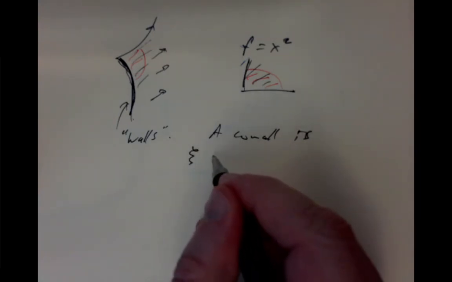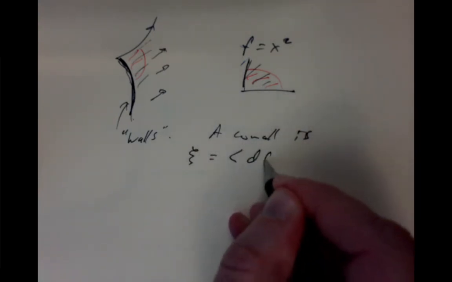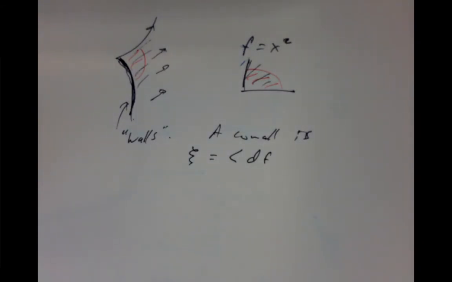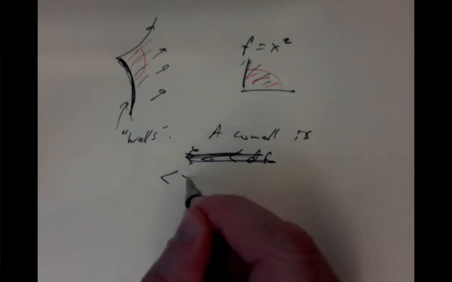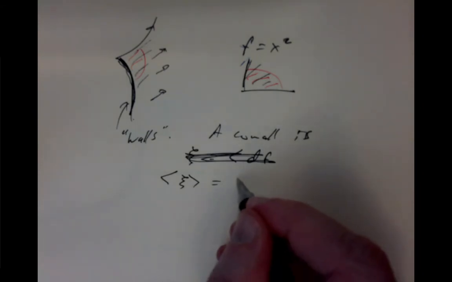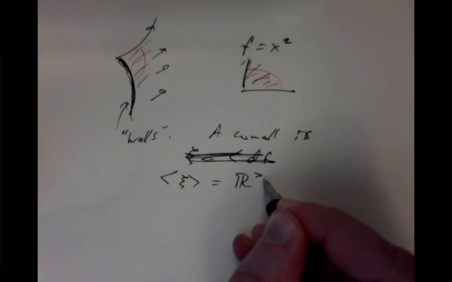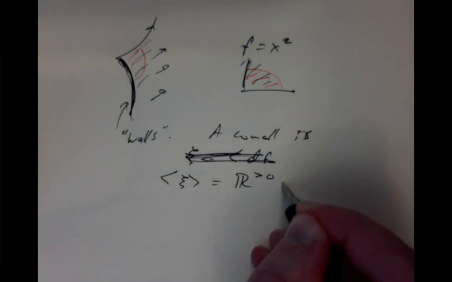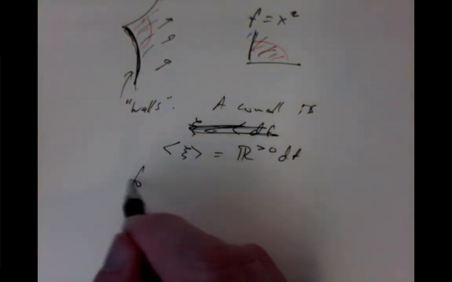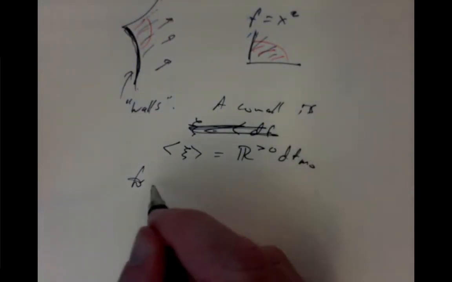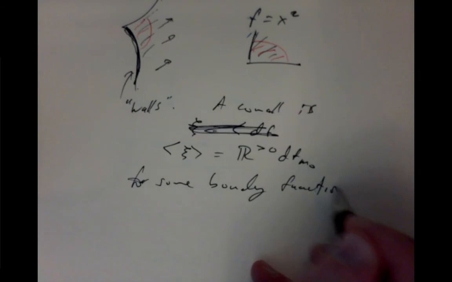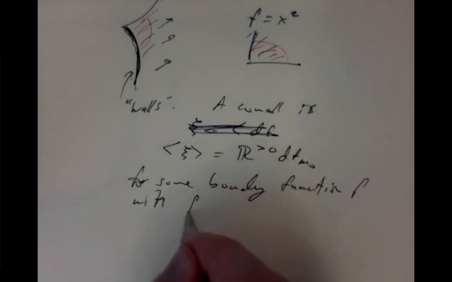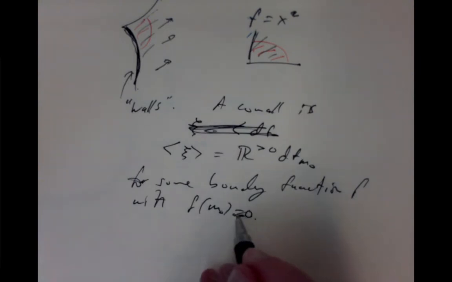is a covector psi of the form a df. Well, sorry, it's not quite a covector. It's actually a ray of covectors. A co-wall psi is a ray of covectors. It is all the non-negative, or let's just say positive, multiples of df at some point, for some boundary function f with f at that point being zero. So it has to be in the boundary for that boundary function.